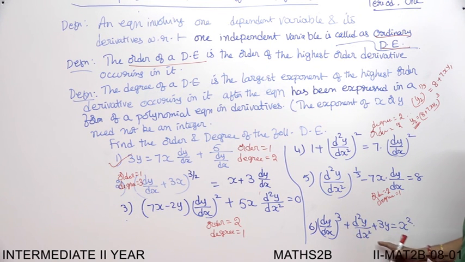Now here it is direct. The order is 2 because you have d square y by dx square, and the highest power for it is 1 only. So the degree is 1. Order is 2 and degree is 1. So you can just try these problems. We'll continue with this in the next period.